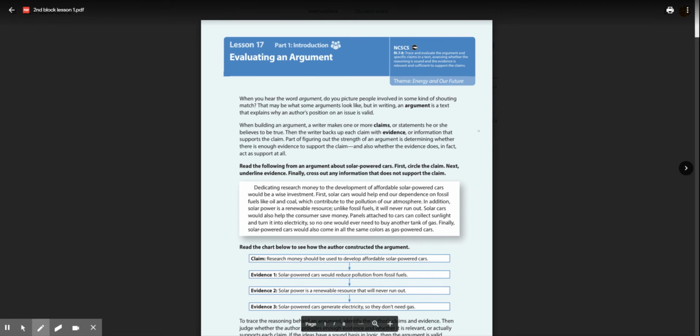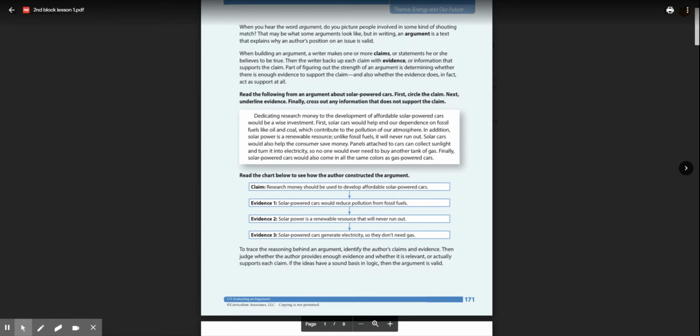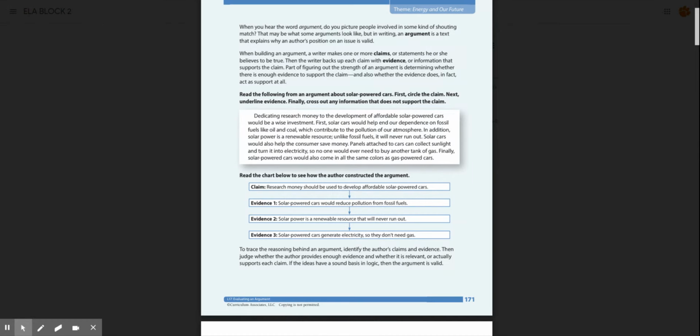So our job, guys, when we are trying to determine if someone has a good argument, we need to look at their evidence and decide if it proves them right or not. How good is that evidence? Okay. So it says, read the following from an argument about solar-powered cars. First, circle the claim. Next, underline evidence. Finally, cross out any information that does not support the claim. So let's start reading it.